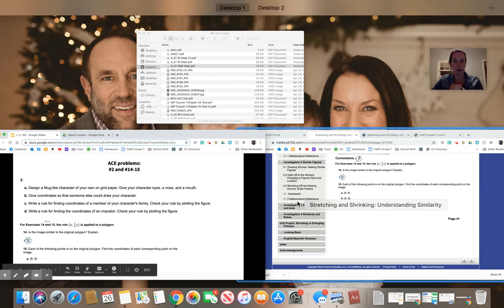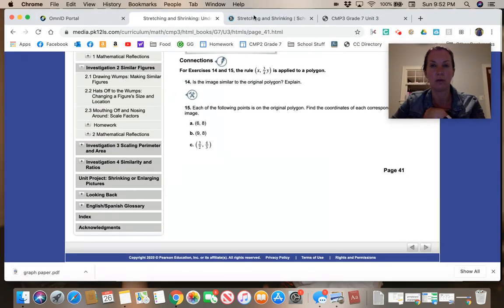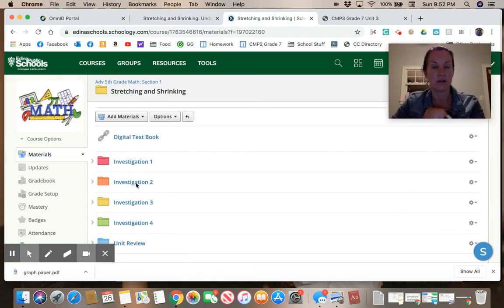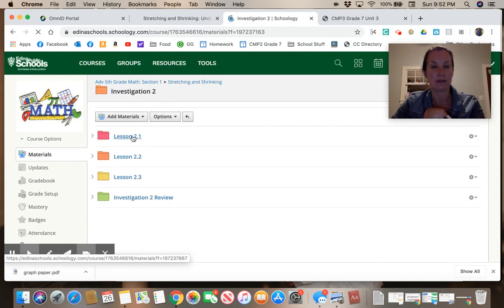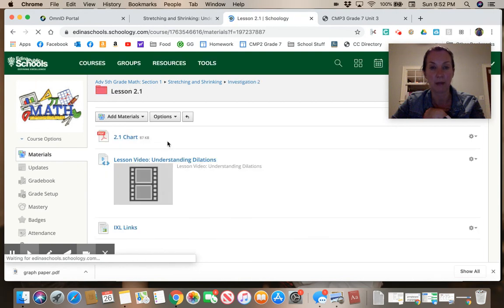I will go ahead and show you inside your investigation 2 where that lab sheet is. I'm also going to put in here graph paper. I'll put a little link here for graph paper in case you don't have a graph paper notebook with you.